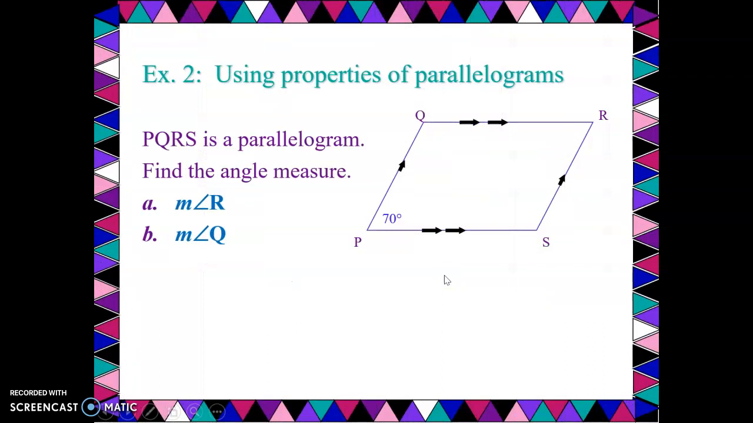Here we have a parallelogram, PQRS. Notice the opposite sides are parallel, marked in with the arrows. And we need to find the measure of angles. All right, so we're needing to find the measure of the angle R, and we're needing to find the measure of the angle Q. All right, think about that a second. See if there's any laws that you can think up that we wrote down on our note template that might apply here to help us solve for the measure of those angles.